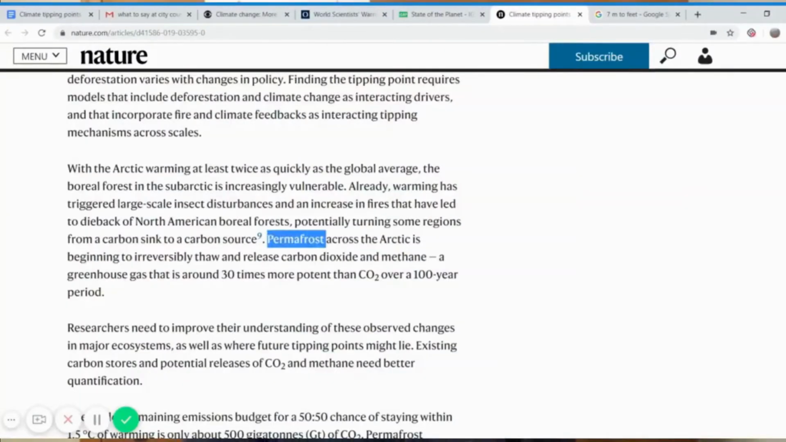Plants take in carbon dioxide, right? So forests take in a ton of it, and climate change is starting to cause them to die and burn, making them a source of carbon as well, instead of the thing that's supposed to be taking it out of the atmosphere. Permafrost across the Arctic is beginning to irreversibly thaw and release carbon dioxide and methane, a greenhouse gas that is 30 times more potent than carbon dioxide over a 100-year period.